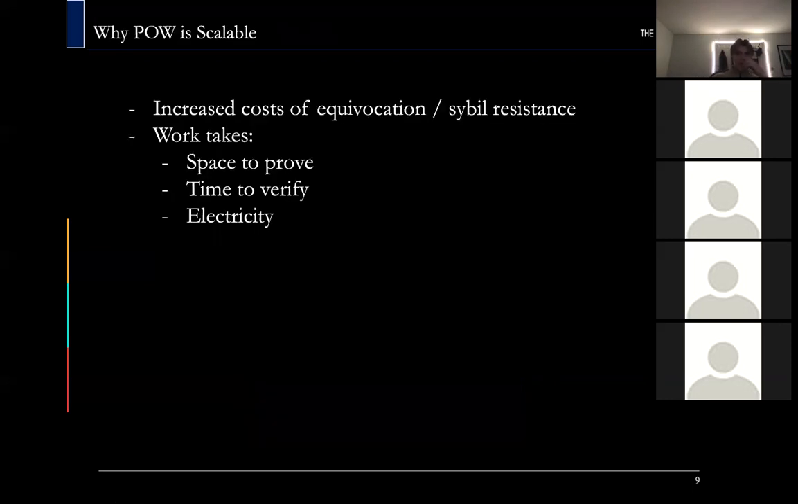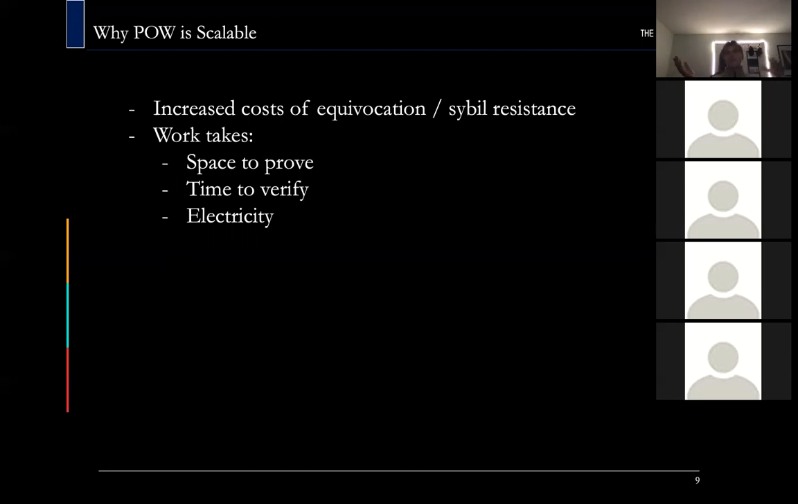So why is proof of work scalable? This is what I talked about previously. It is because proof of work takes space to prove, time to verify, and it takes electricity. So it is scalable because you're able to just add in more of these 3 things, and therefore you will have more work. And that is very legitimate, and it is good in the sense that with proof of stake, for example, it is scalable in the sense that if you own more of the said token, you will then get more rewards after.